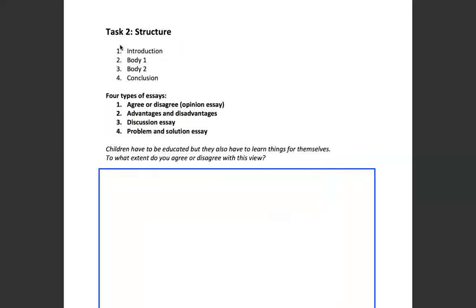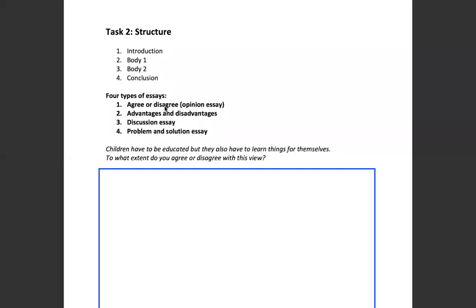So the first paragraph is always your introduction paragraph. Then you have your body 1 and body 2. And for task 2, we need to include a conclusion paragraph. For task 2, there are 4 different types of essays that you're going to be doing. And each one of them, you're including different things to each of these paragraphs.